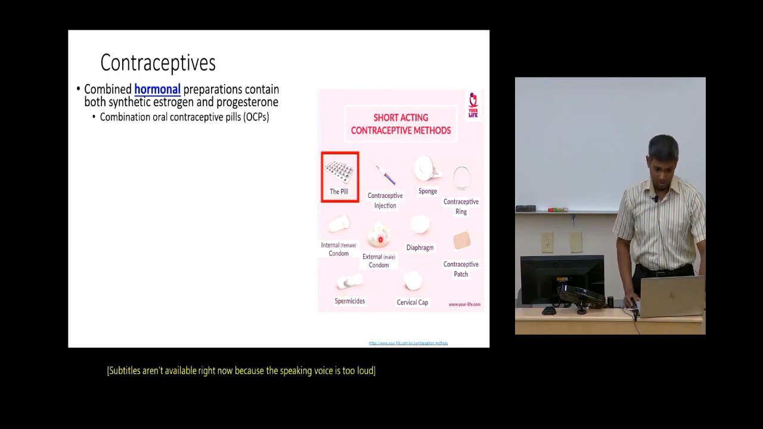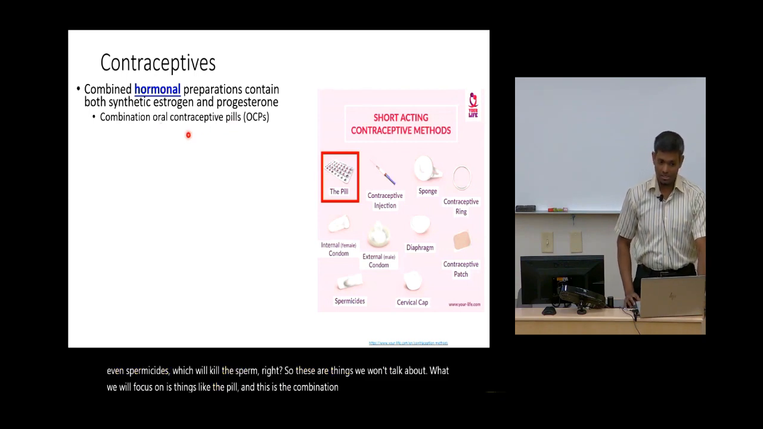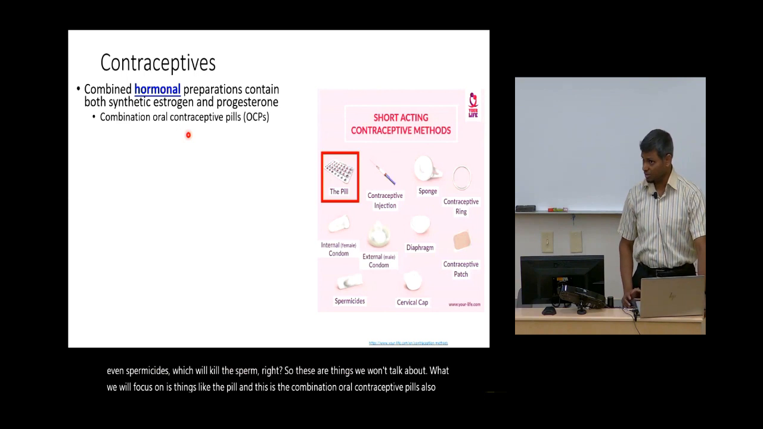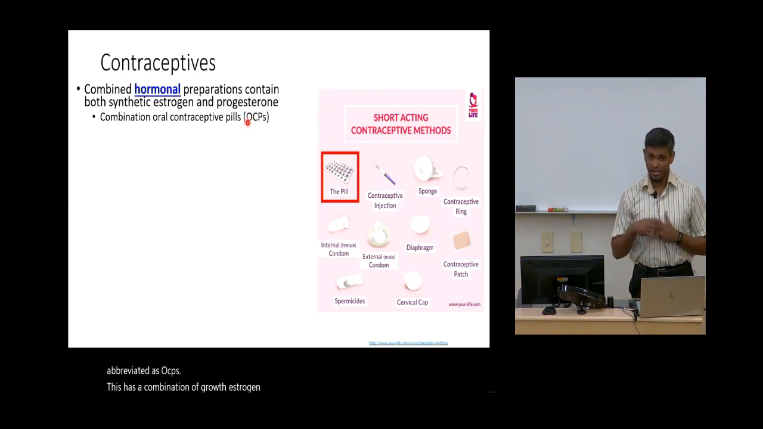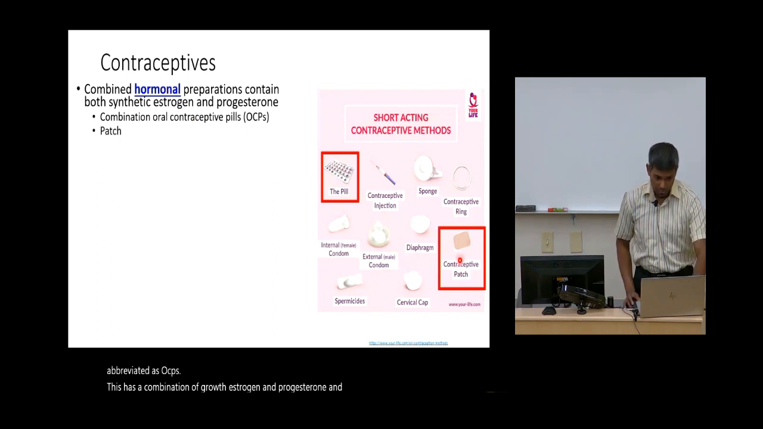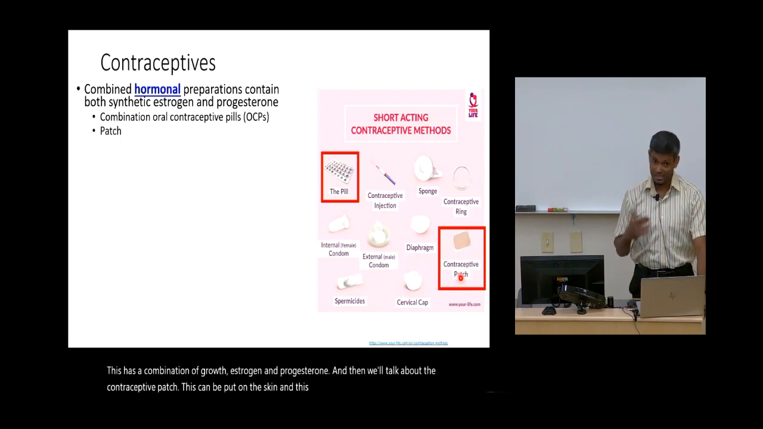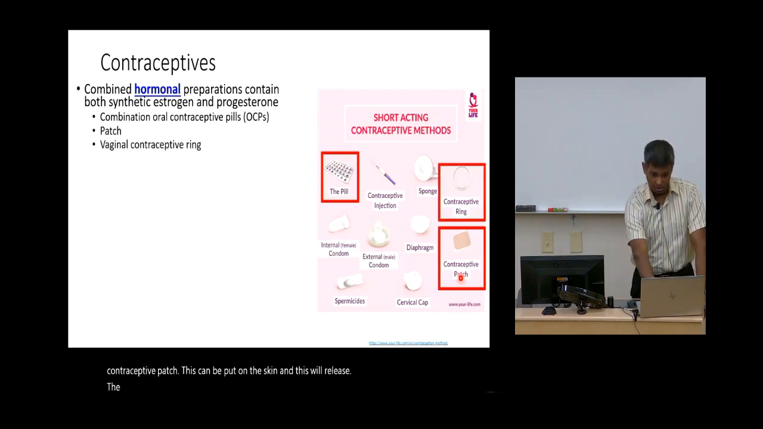What we will focus on is things like the pill, and this is the combination oral contraceptive pills, also abbreviated as OCPs. This has a combination of both estrogen and progesterone. And then we'll talk about the contraceptive patch. This can be put on the skin, and this will release the hormones.